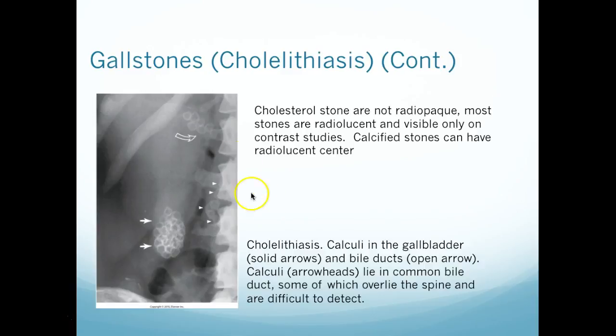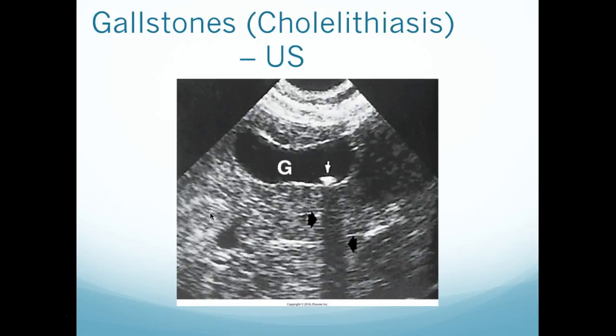So here you can see these are all gallstones. This is in the gallbladder, and they have a calcified ring to them. So the middle is radiolucent, but the outside we can see. So you can see them here and in here. So these are gallstones. It's hard when they're overlying the spine. So sometimes you have to roll them up a little bit, do a little bit of an oblique to be able to see all the gallstones.